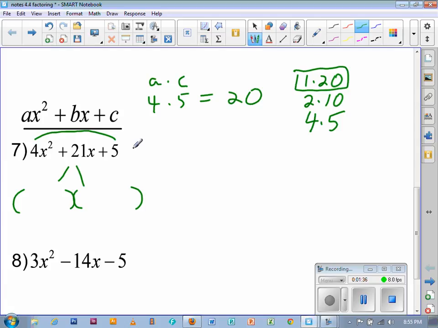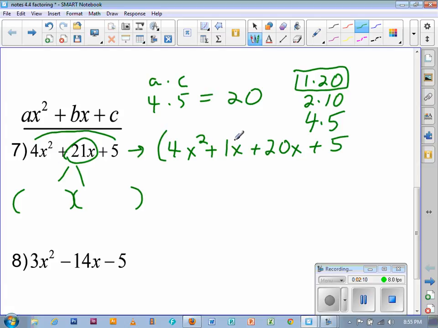Then we rewrite our trinomial so it looks like this: 4x squared plus, now we're going to break that 21 down into 1x and 20x, which is the same thing as 21x, plus 5. So all I've done here is take the 21, the middle term, and break it down with the factors of 20. Remember, 20 was found by taking A times C. Next, we group the first two terms and the last two terms.